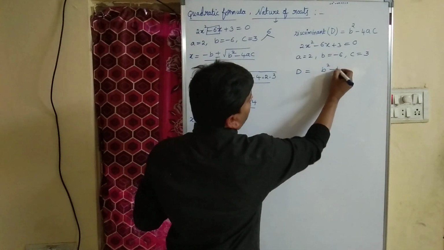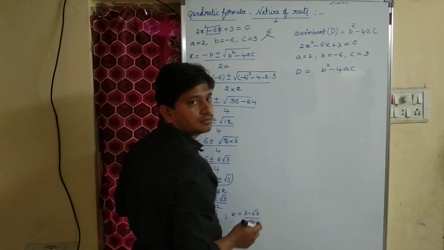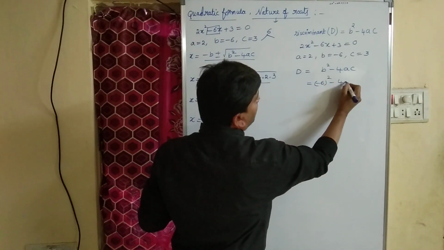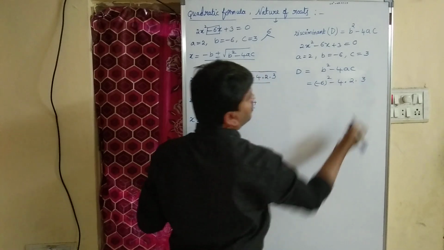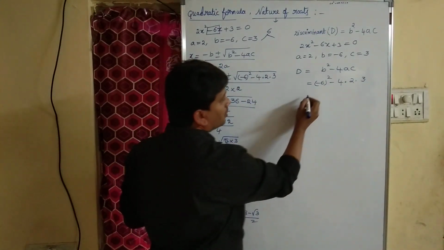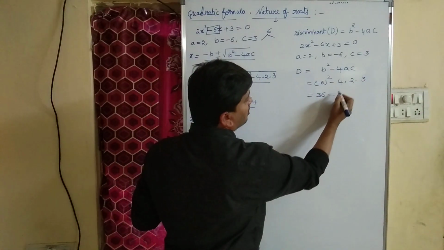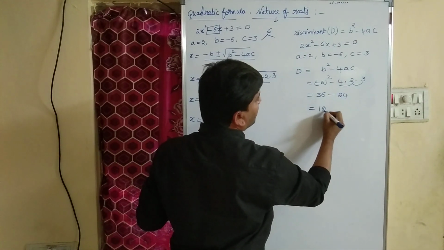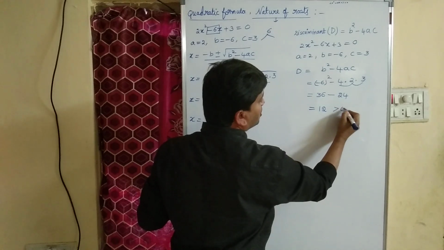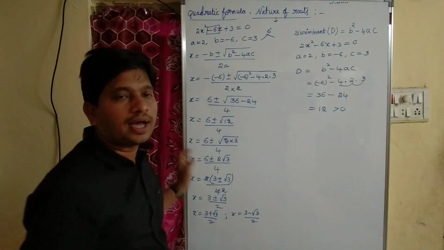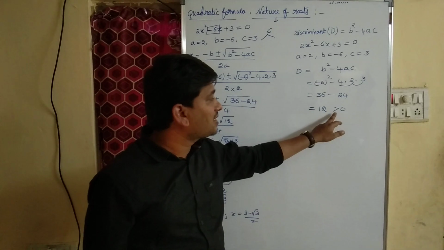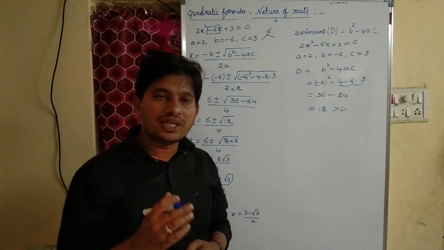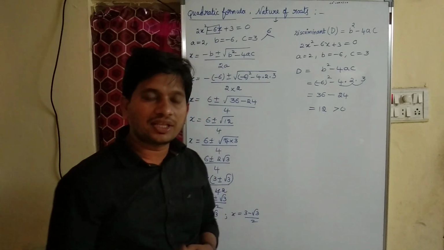D, we have the formula b square minus 4ac. As b value is minus 6, whole square, minus 4 into a value 2, c value 3. So 6 square means 36, minus 4 into 2 is 8, 8 into 3 is 24. So 36 minus 24, which is equal to 12, children. As 12 is greater than 0, I mean b square minus 4ac is greater than 0.